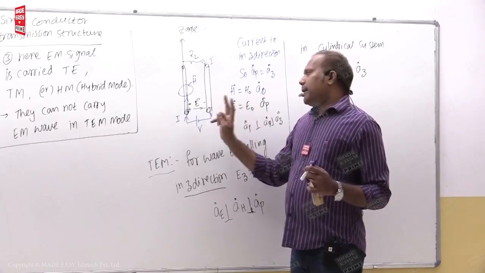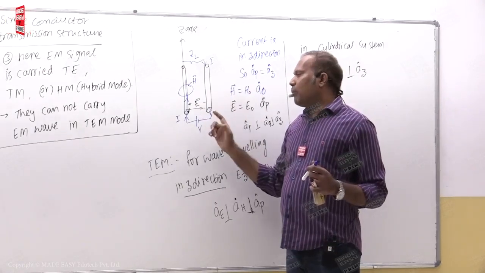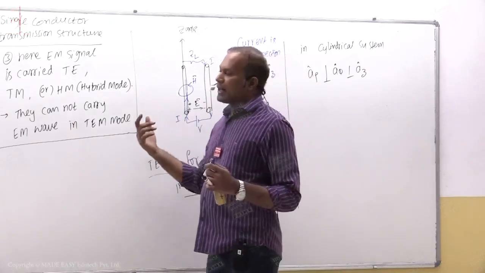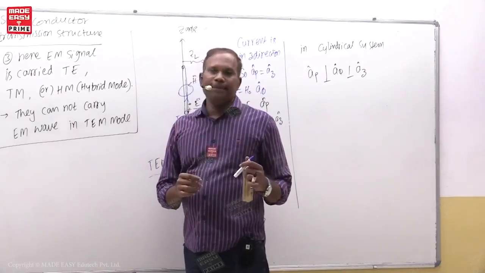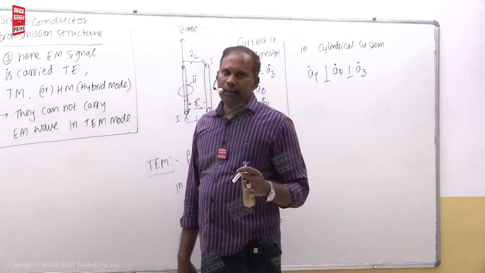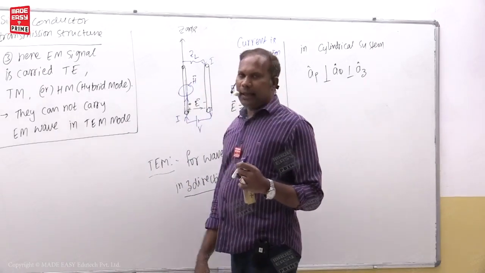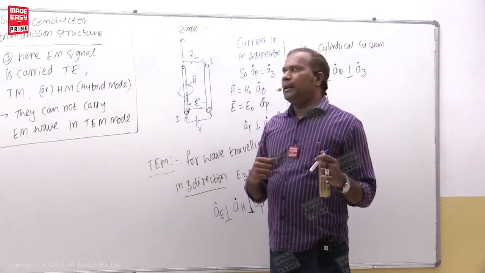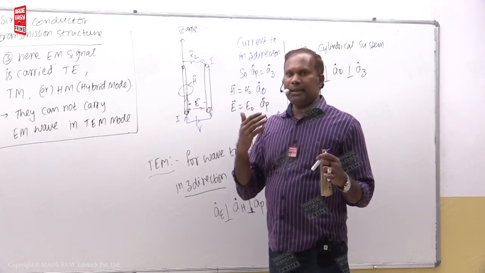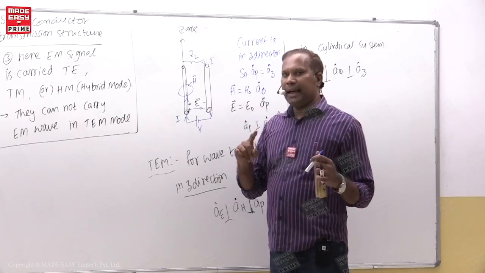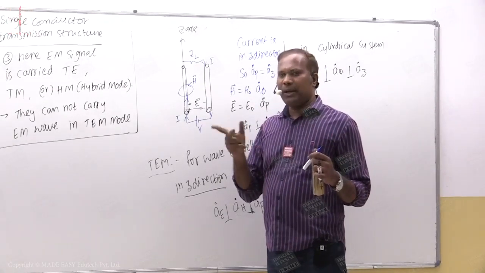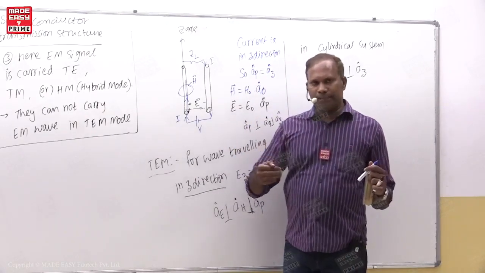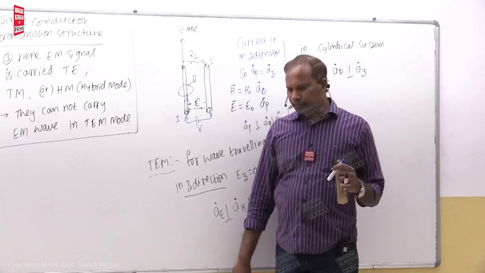So to have a TEM mode, minimum 2 conductors are required. But in circular waveguide and rectangular waveguide, you have only a single conductor. That is why they cannot carry the energy or otherwise signal in the TEM mode. They carry the energy or signal in the TE or TM mode. A combination of TE and TM mode is called hybrid mode, called HM mode.